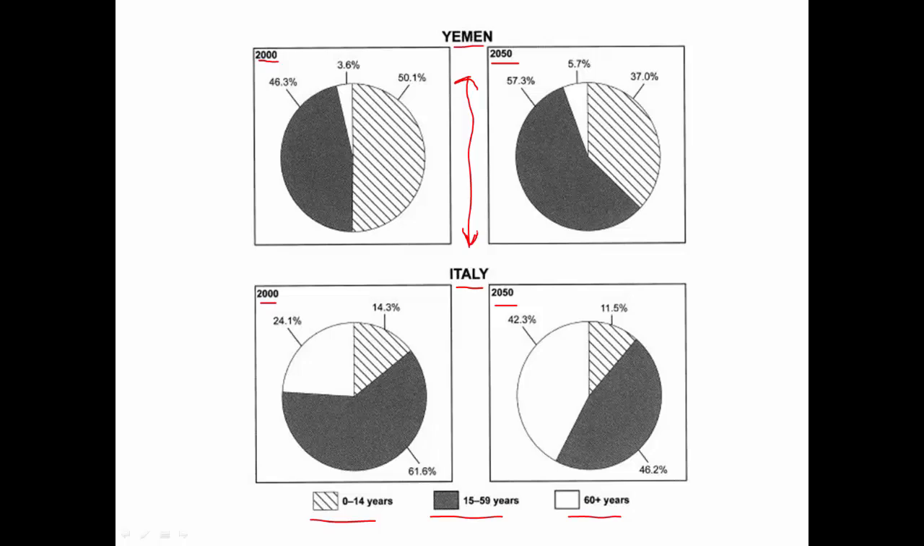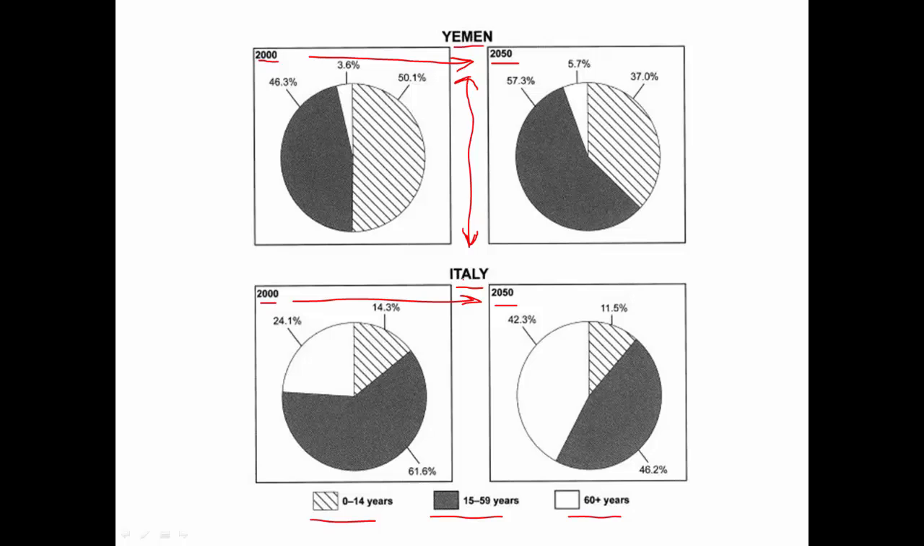This is why the person who made these pie charts is doing it. They want to compare dates. So they want to compare 2000 and 2050, and here, again, 2000 and 2050. So the first thing I would do is try and find a general trend for Yemen and Italy.